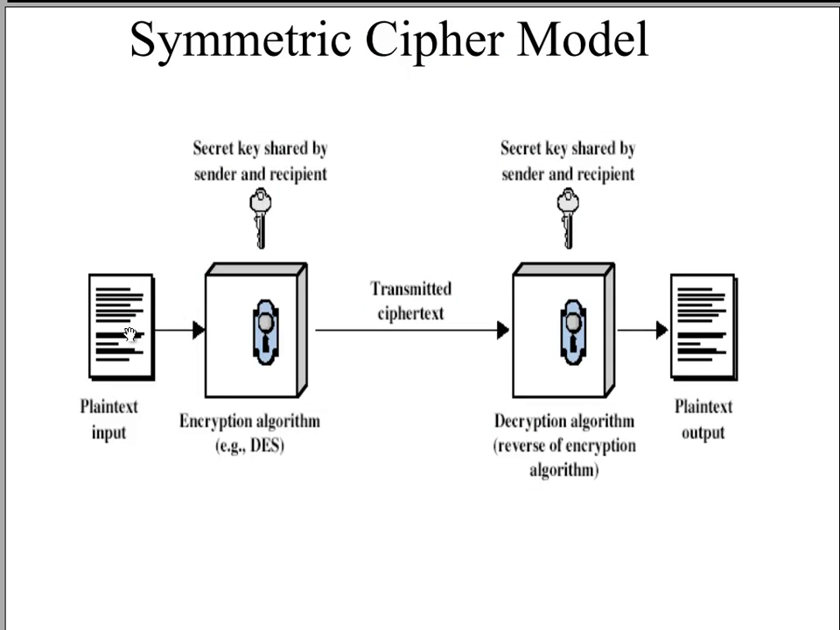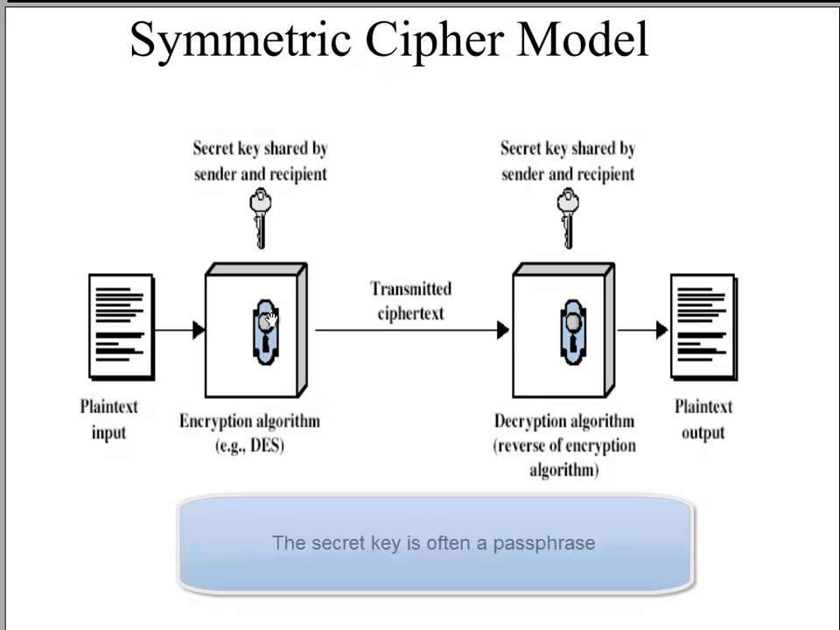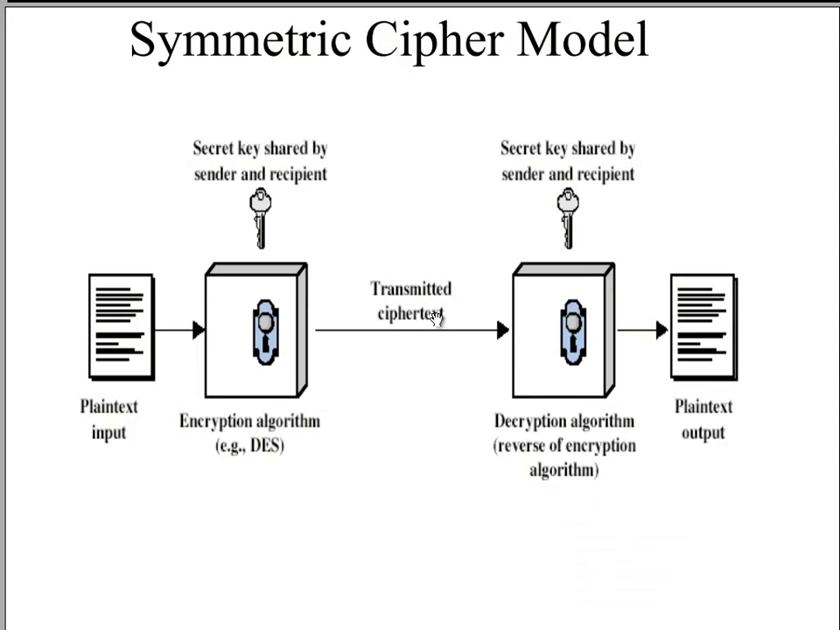So we take the plain text input and we use the key and the algorithm to create something called ciphertext. We can then transmit this ciphertext, which is the encrypted message, to our recipient. The recipient then uses the shared secret key along with the decryption algorithm, which is simply the reverse of the encryption algorithm, which in this case would be the Data Encryption Standard, in order to decrypt the message. This plain text output will be exactly the same.